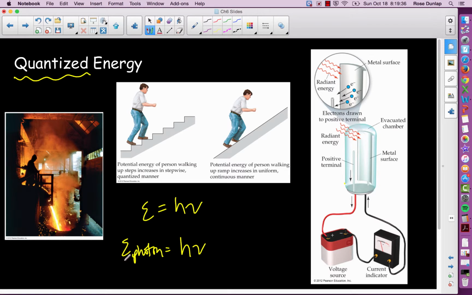Which means that if we want to talk about a mole of photons, we would calculate our energy, and then we would have to use Avogadro's number to get to that last piece, okay?